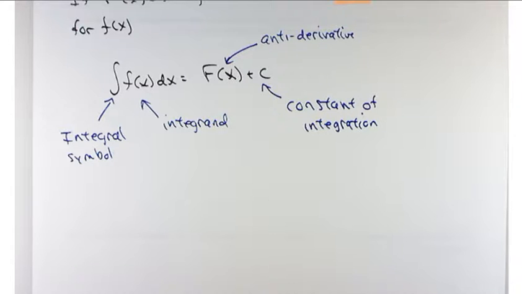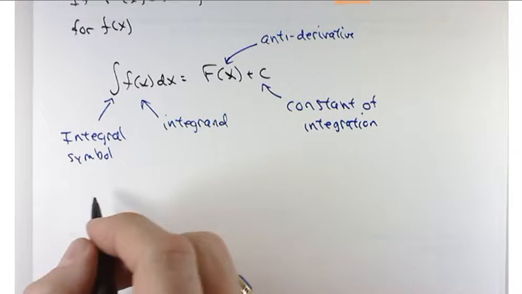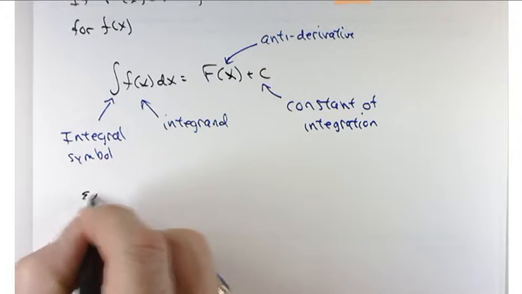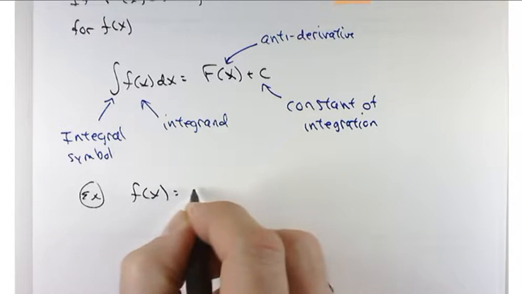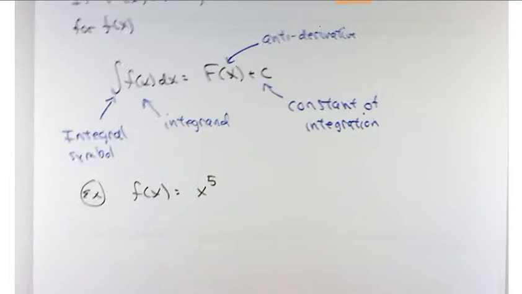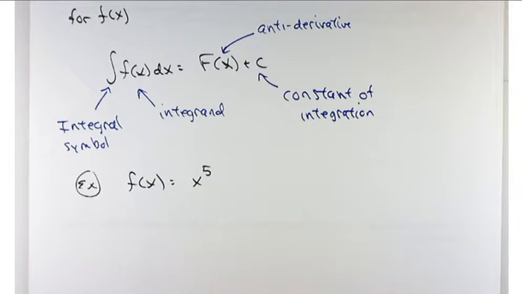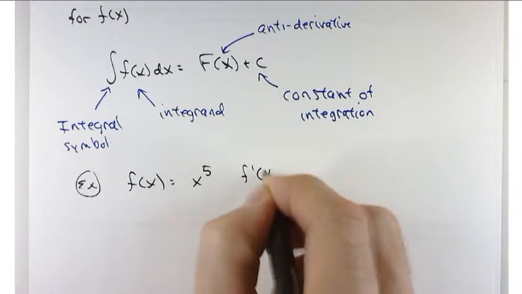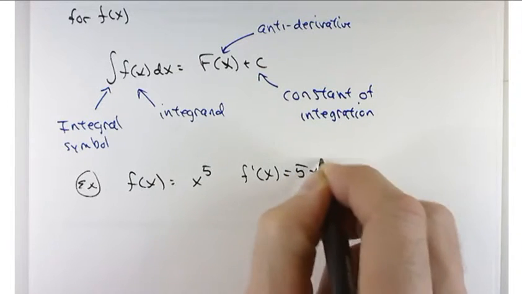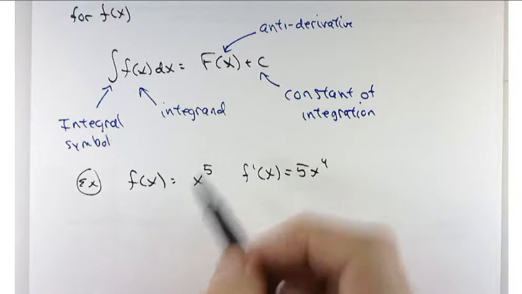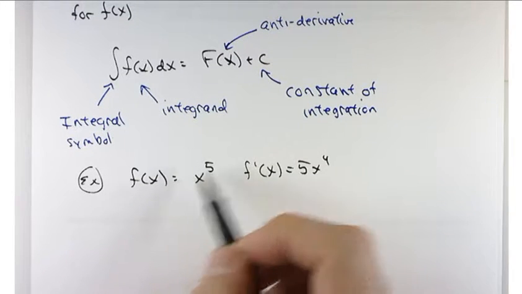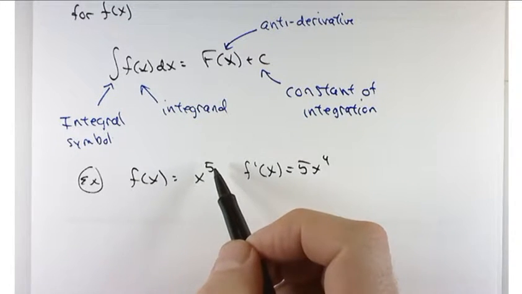But let's think about what we do when we differentiate. For example, if f of x was x to the fifth, what's the derivative going to be? Good, thank you. 5x to the fourth. So there's two things that you did in differentiating this, right? You brought this down and you subtracted 1 from the exponent.